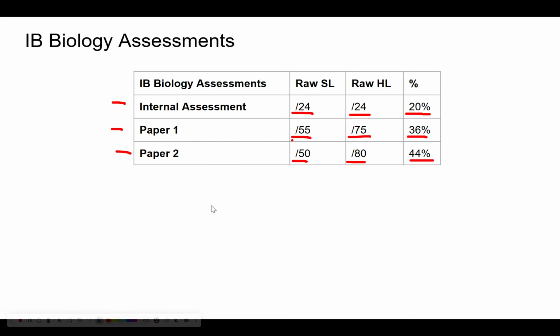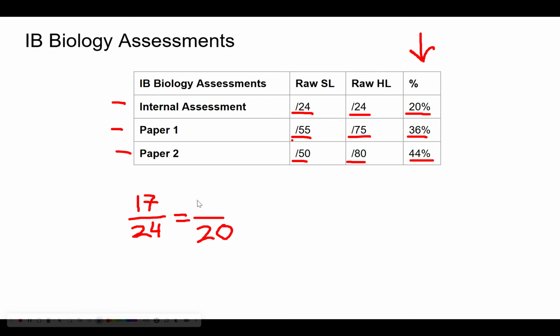So in order to calculate your actual IB grade, these percentage values are important. Let's do a little example. What the IB does is set up proportions for each component of your grade. So let's say, for example, you get a 17 out of 24 on your IA. They use a proportion to convert that to a number of points out of 20. So you would do 17 times 20 divided by 24 to get the correct proportion number.